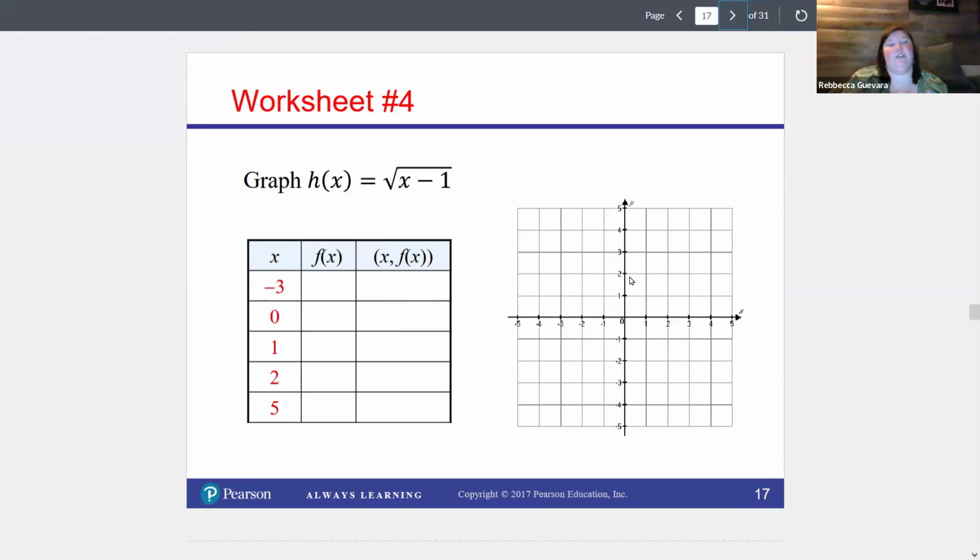Okay, so try on your own. I tried to pick some points that would be easier for this one. Just make a quick graph of the square root of x minus 1, and you're going to use x equals negative 3, 0, 1, 2, or 5.